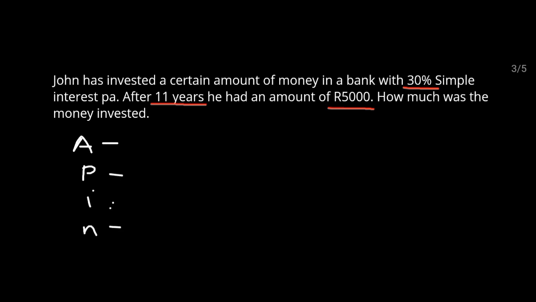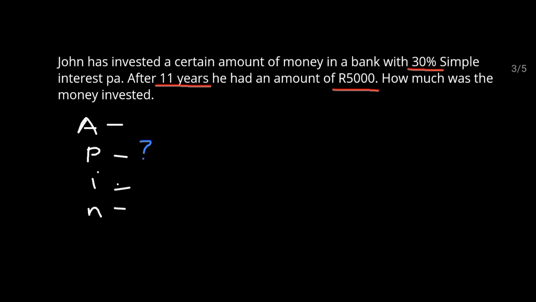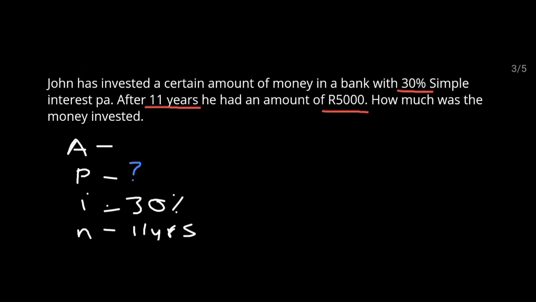I always do this, guys, in exams to avoid errors. Now, first statement: Barry has invested a certain amount of money. So read it: Barry has invested a certain amount of money. That's about P, because it is a certain amount of money. Then they give us 30% simple interest, that's the interest, 30%. You see, it is a percentage. And then after 11 years, that is the period, N.